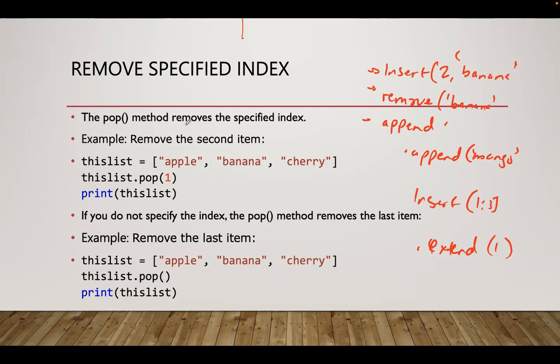So then print the list is going to pop off the banana. So pop means delete it, take it off. I don't want to have it. So if you don't specify the index, the pop method removes the last item.